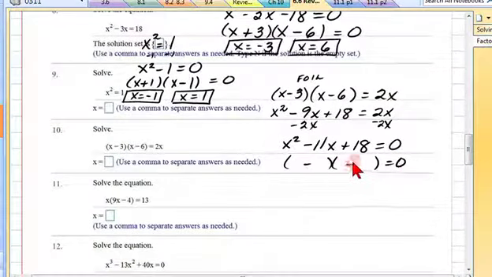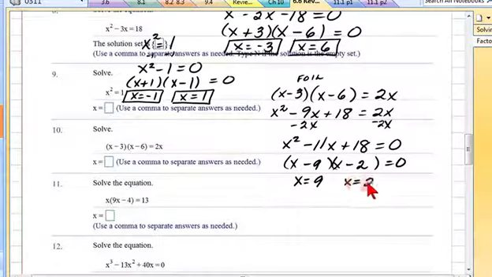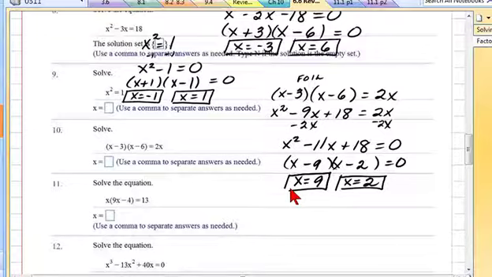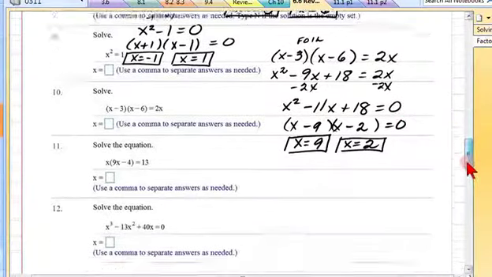I'm going to have a minus and a minus. I need an x and an x. I need factors of 18 that add up to be 11. 9 and 2. That means that, and I'm going to skip a step, x is 9 or x is 2. So this problem just points out the fact that the factors are not useful unless it's equal to 0. The same thing happens in problem number 11, so I'm going to skip that one for now.